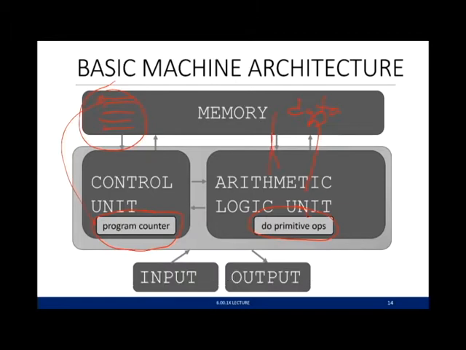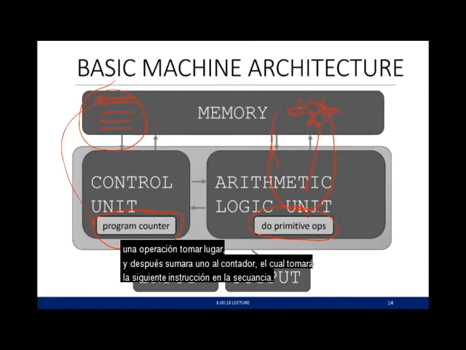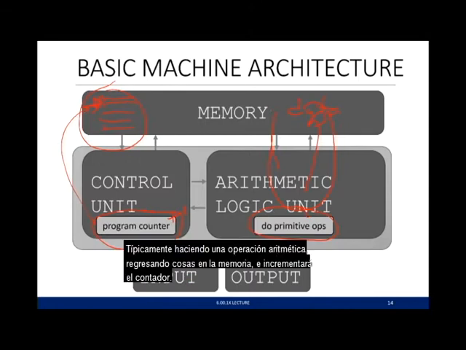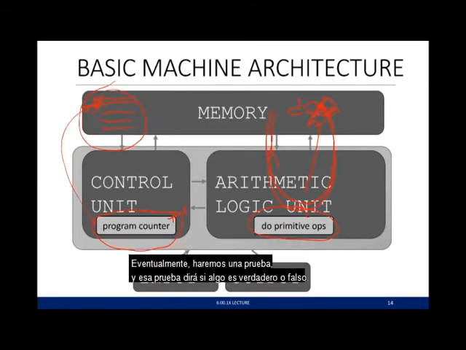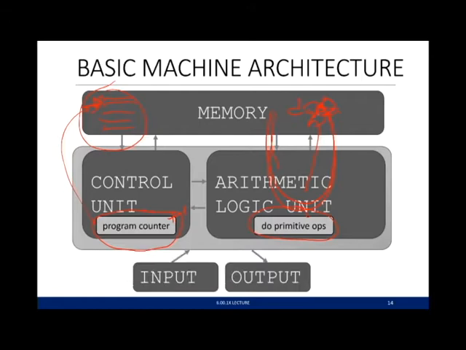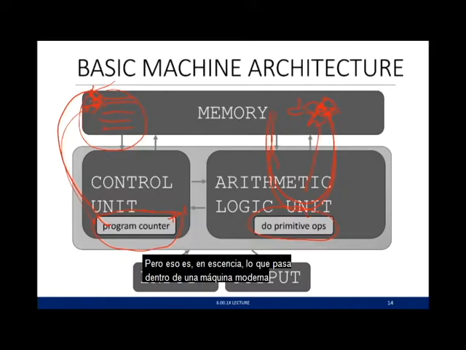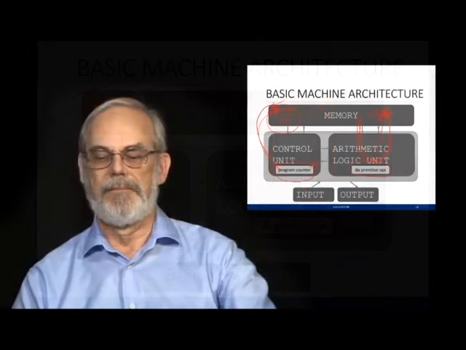It's going to cause an operation to take place, and it's then going to add one to the program counter, which is going to take it to the next instruction in the sequence, just as we saw in the square root example. That's going to do another operation, typically some arithmetic operation, moving things back into memory, and it's going to increase the program counter. Eventually, we're going to get to a test, and that test is going to say whether something is true or false. Based on that, we're going to change the program counter to go back up, for example, to the beginning of the code. But that's in essence what happens inside a modern machine.